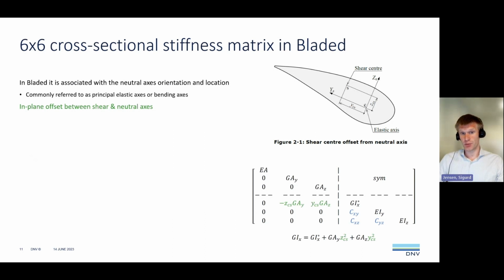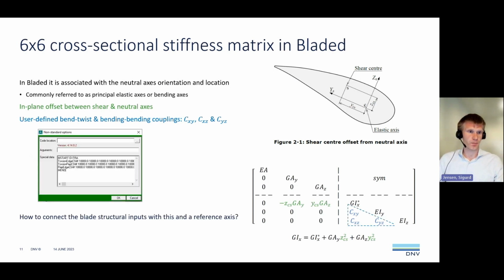So the green terms are the terms that arise from the offset between the shear center and elastic center, so where the neutral axis passes. And the blue terms are the bending twist and bending coupling terms that the user can define in project info. So now, how do we connect all of this to the Bladed inputs, because they are slightly different.